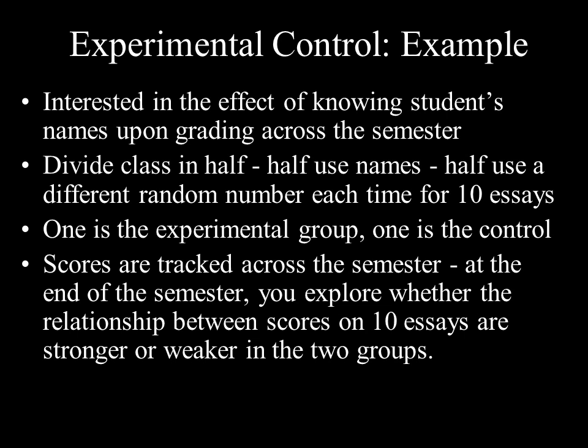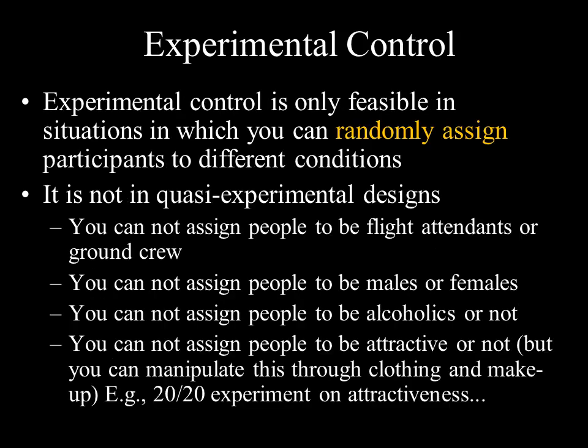And what you could do is track these scores across the semester, and at the end, explore whether the relationship between scores on the essays are stronger or weaker in the two groups. So that could be an example of control, so long as I randomly assign each student to be in the name group or the random number group.